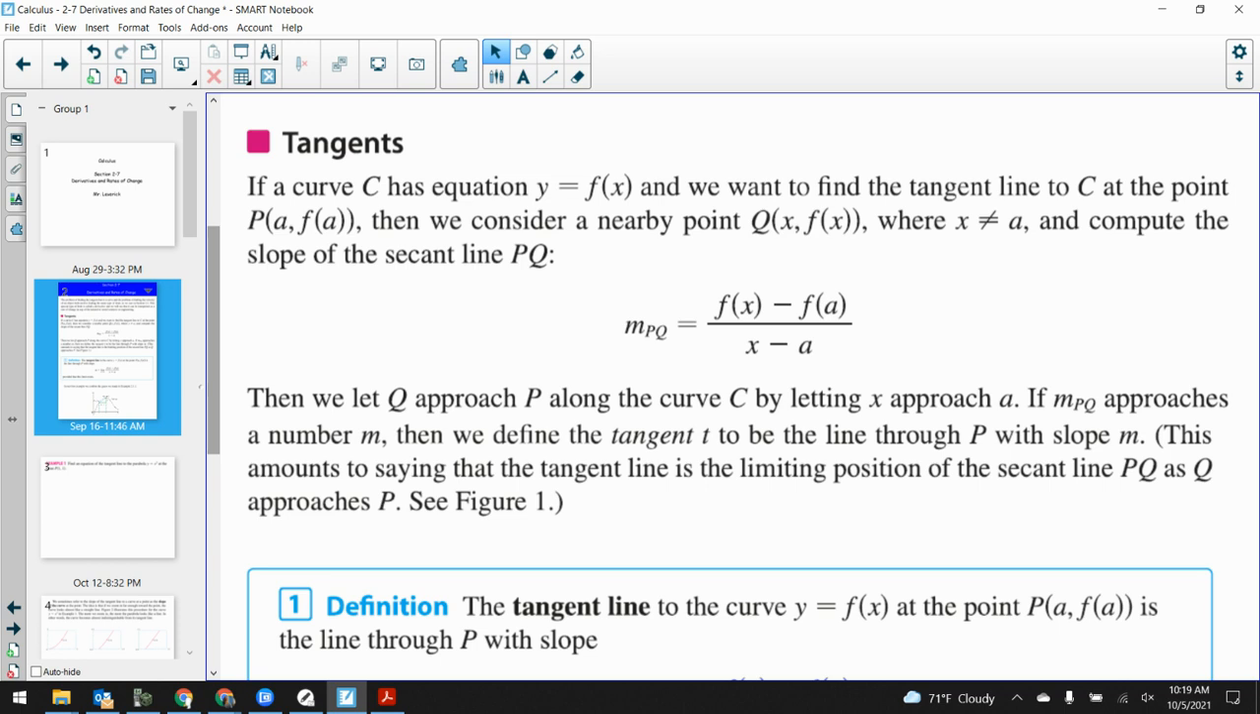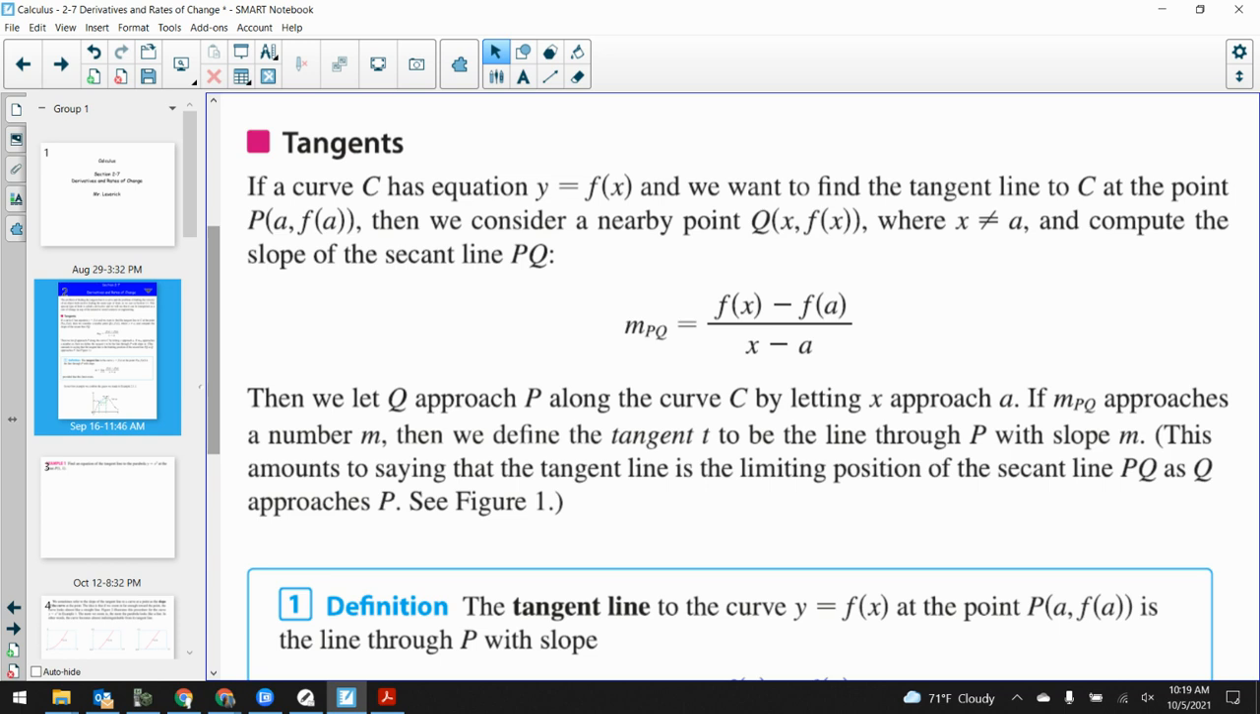We let that value get closer and closer to x. And that's, again, how we study the idea of a limit. That's how we introduce the idea of a limit. We let q approach p along the curve by letting x get closer and closer to a. If the slope approaches a number m, then we define the tangent to be the line through p with slope m.